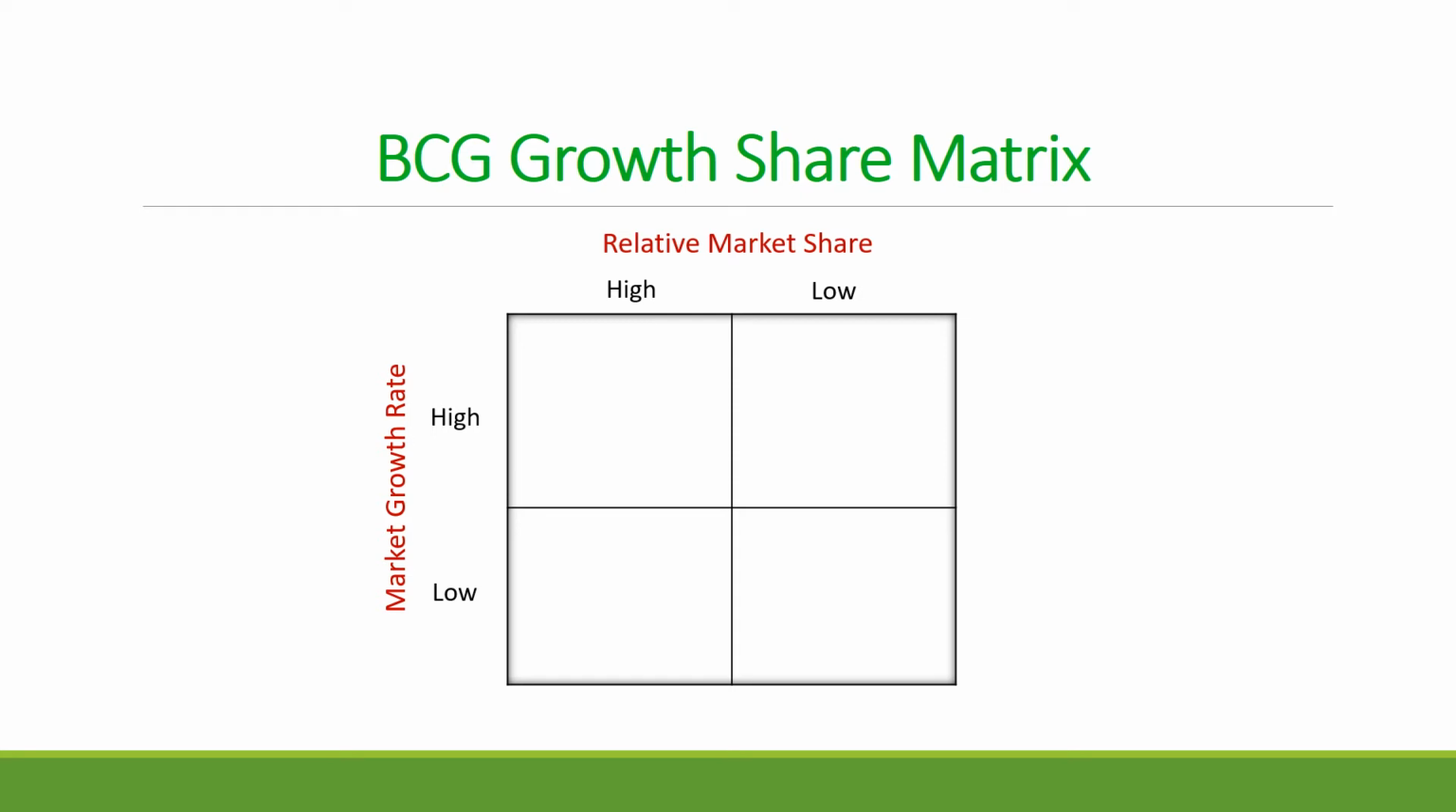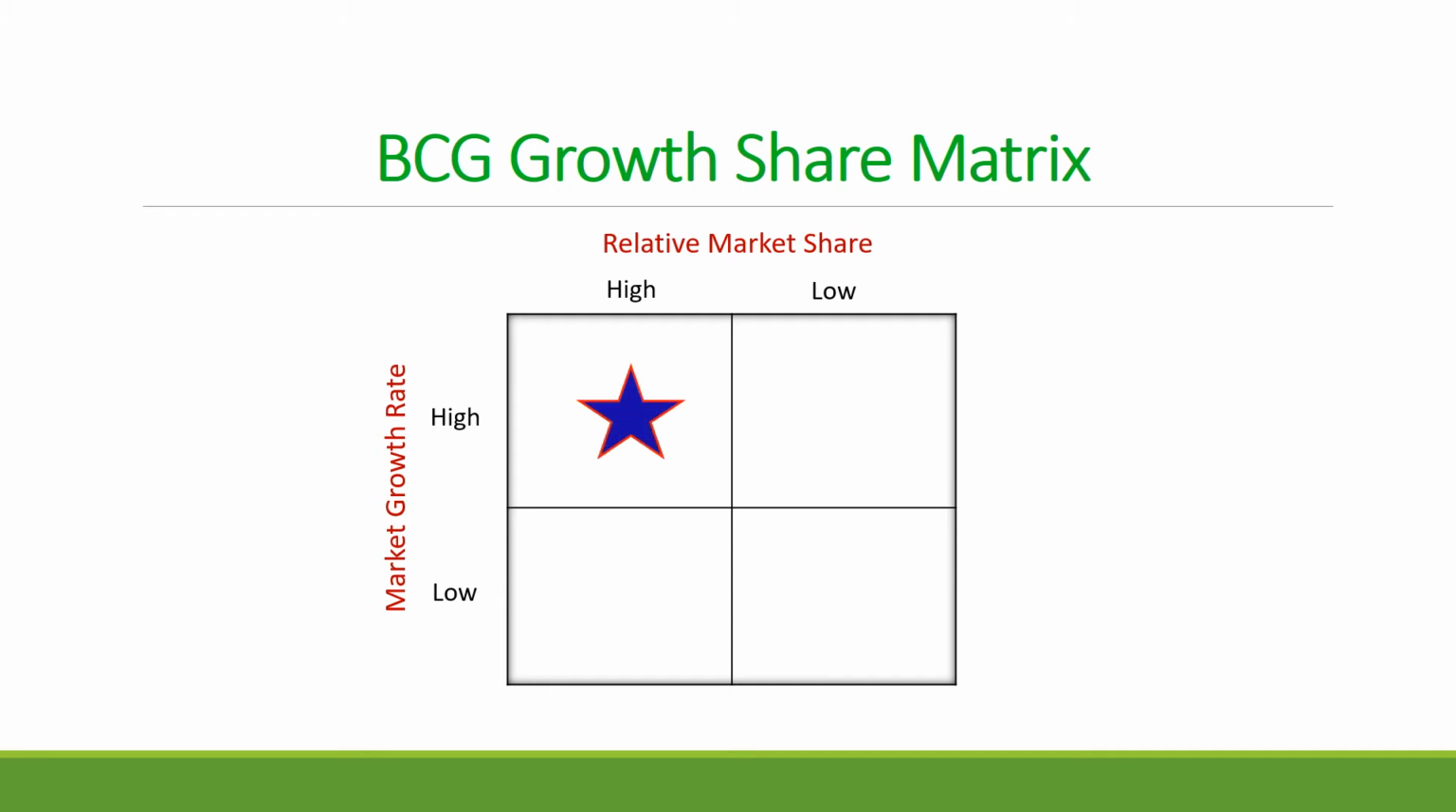Then there is the relative market share. It is a share relative to that of its largest competitor. What is the share of this particular business unit when compared to that of the largest competitor? Based on this, the matrix is divided into 4 cells, each representing a different type of business.